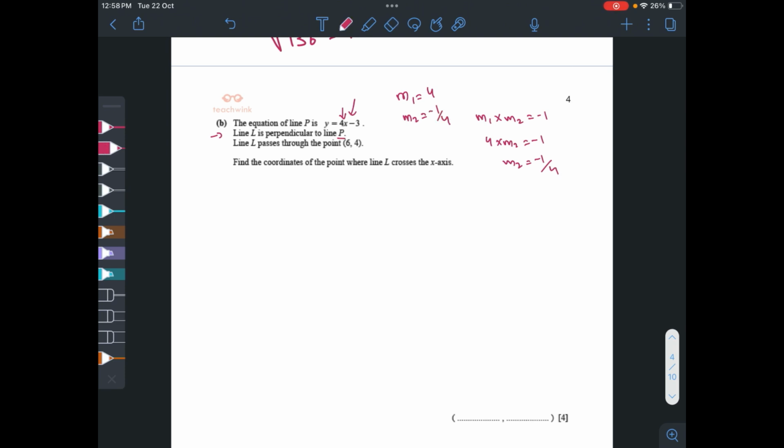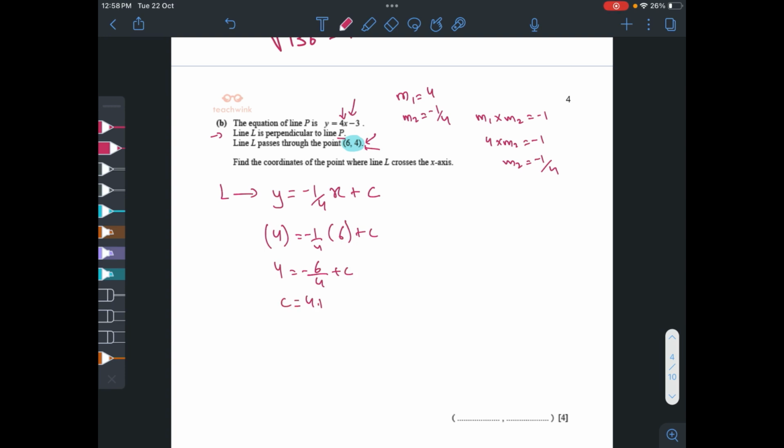Okay. Now, since the gradient of line L is -1 over 4, the equation of line L is going to be y equals -1 over 4 x plus c. Now, we also have a point on the line. The line L passes through (6, 4). To find the y-intercept, let's plug in these coordinates. Let's plug in 4 over here, negative 1 over 4 times 6, and let's find out what c is. 4 equals negative 6 over 4 plus c.